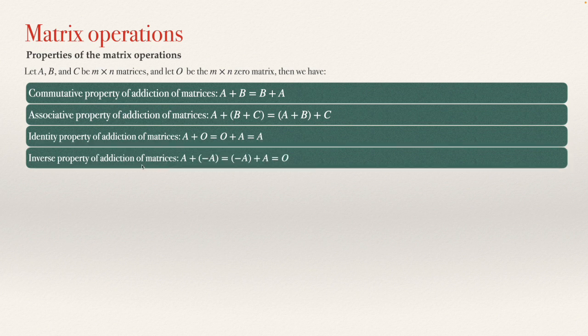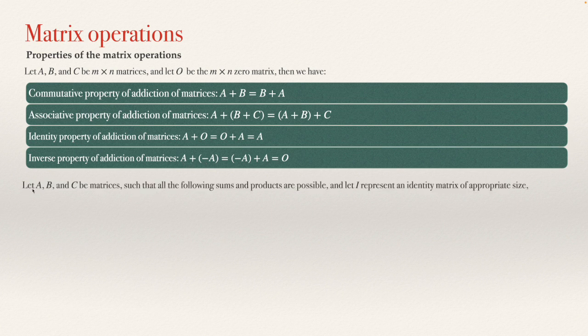And finally, there is an inverse property of addition of matrices. So you can find a matrix that, added to A, gives the answer 0. And it is easy to find this matrix. You will notice that it is just changing the sign of each of the elements of the original matrix.